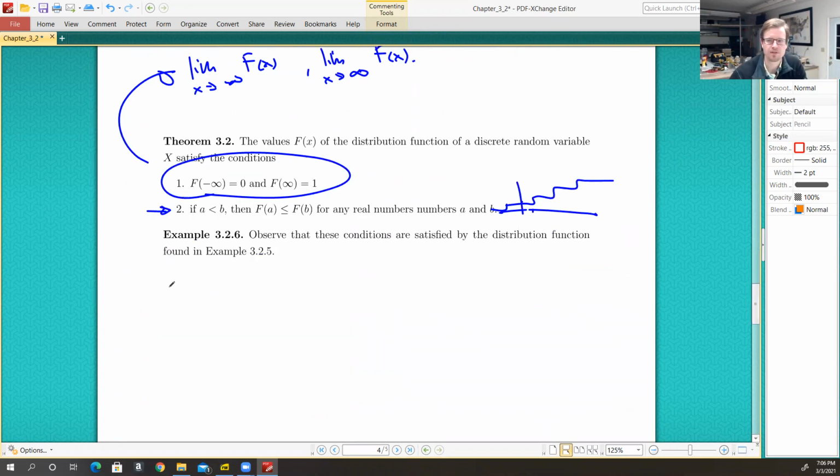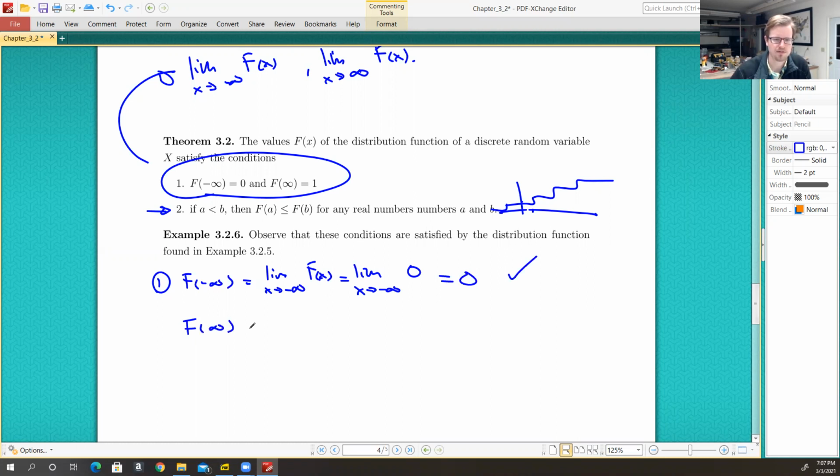So the first thing is to look at this guy. For number 1 here, F of negative infinity is equal to the limit as x goes to negative infinity of F of x. But we're saying that this is the limit as x goes to negative infinity of 0, because when x is less than 0, the function value is 0. And of course, that's 0, exactly what we're looking for.